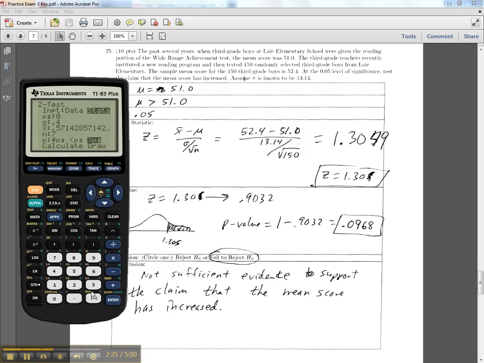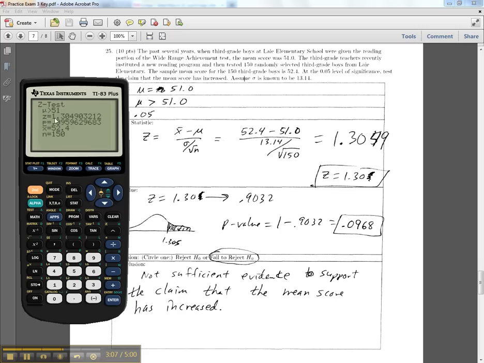Our mu naught is 51. Our sigma is 13.14, it's given to us right there. Our x bar is 52.4. And then the sample size, they selected 150 randomly selected third grade boys. And then again, we're testing the claim that this new reading program is improving the score. And then we'll calculate. There it is.